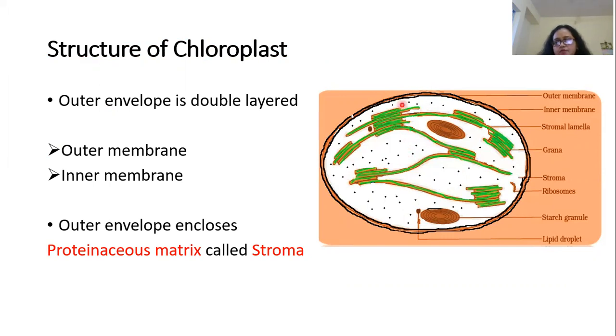The other structures apart from these you can see here, there are stacks of lamellae. These are called thylakoids and the whole stack is called grana. These grana together are connected by the stroma lamellae. The lamellae which traverse lonely in the stroma are called the stroma lamellae. Okay, other structures present in the chloroplast are starch granules, lipid droplets, and obviously DNA, RNA are also present in the chloroplast.